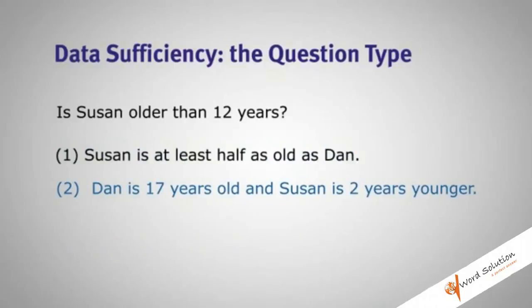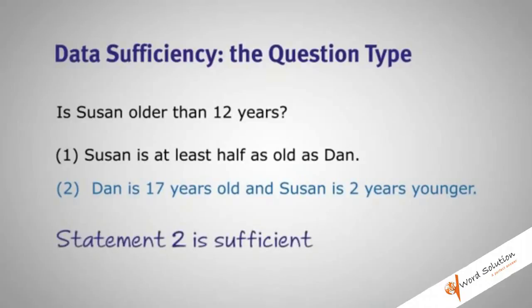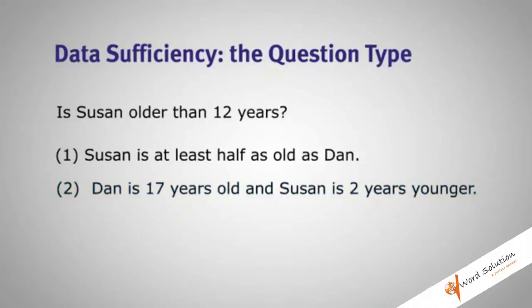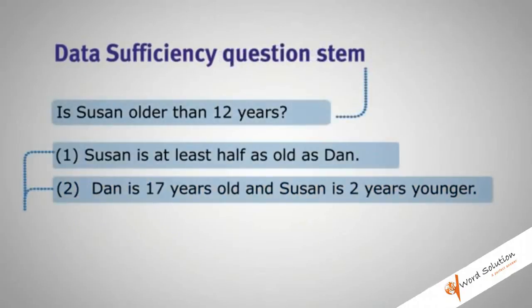Statement 2 tells us Dan is 17 years old and Susan is 2 years younger. In this scenario, we have Dan's age. We also have Susan's age in relation to Dan's age. So in this scenario, we can absolutely find out how old Susan is. And if we know Susan's age, we can determine whether or not she's older than 12 years. We don't care how old she is. We know statement 2 is sufficient by the fact that we can answer the question.